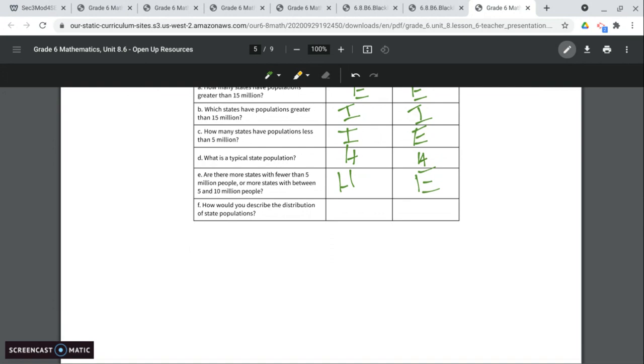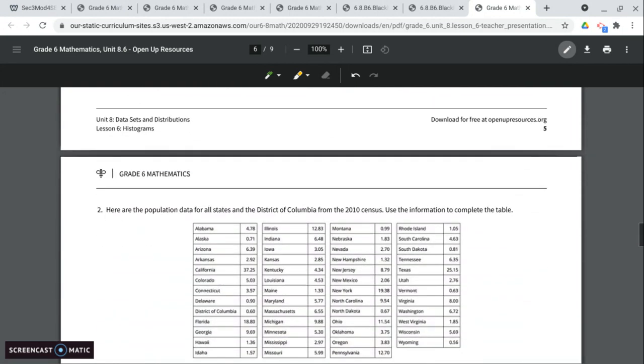But with the histogram, it'd be pretty easy because once again, we can see the frequency for each of those ranges. And then for F, how would you describe the distribution of state populations? Well, that'd be pretty hard to do, whereas the histogram would be a lot easier.